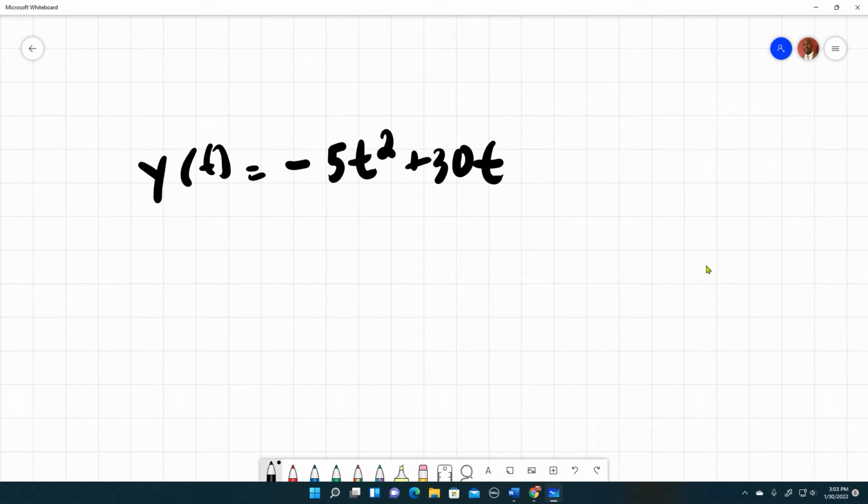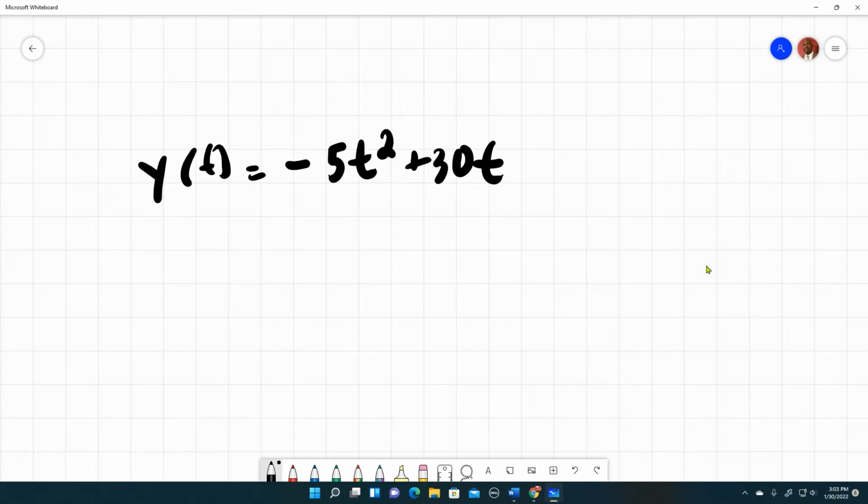And just to review how we develop position functions for projectile motion, if the units are in meters, then it's just going to be always -5t squared. That -5 comes from half the acceleration due to gravity, which is -9.81 meters per second squared, but we round to -10 for easy mathematics.